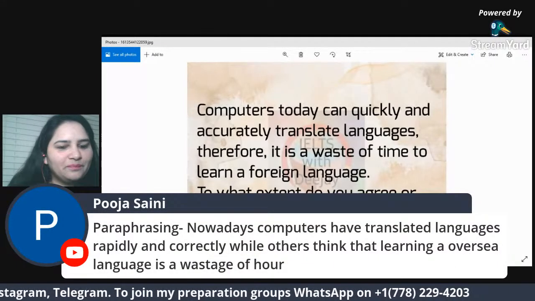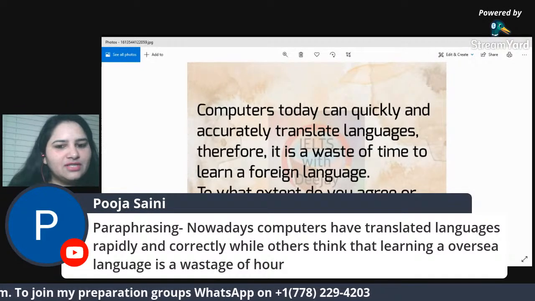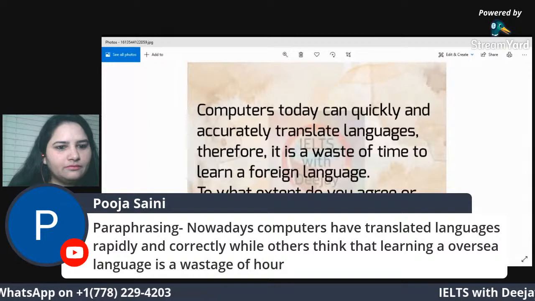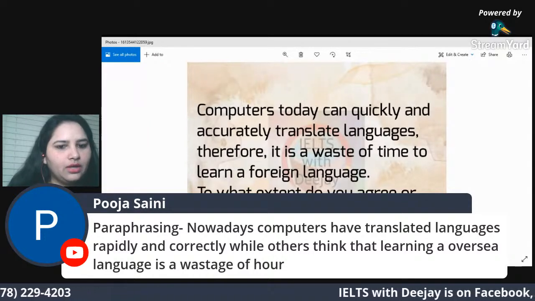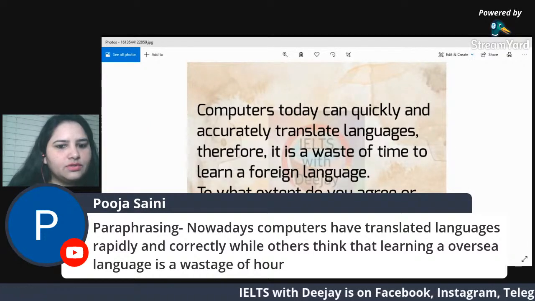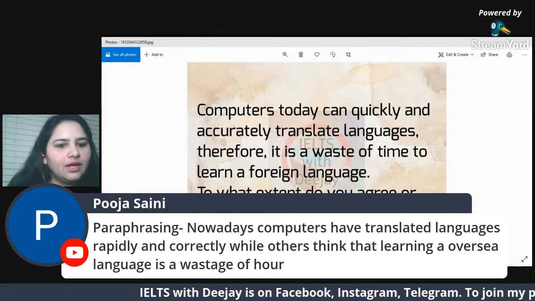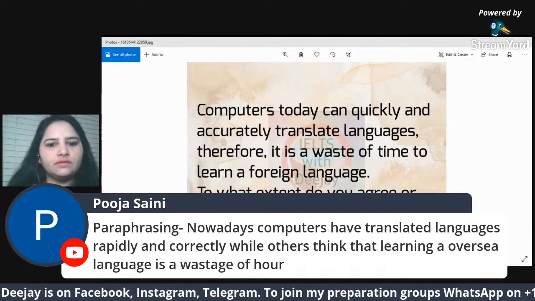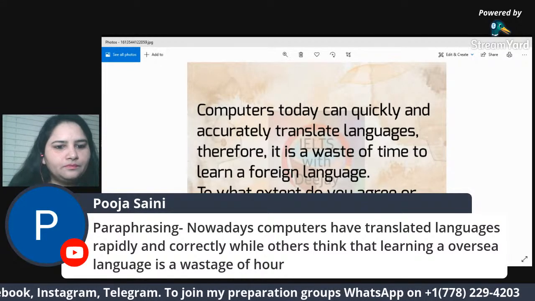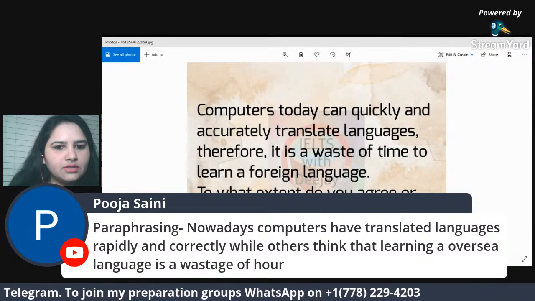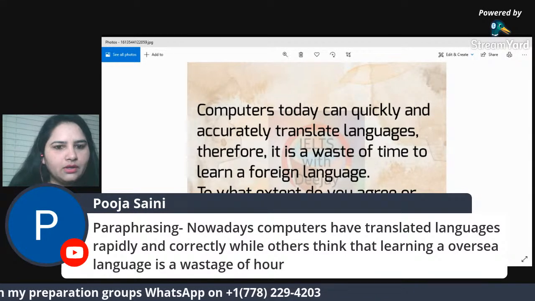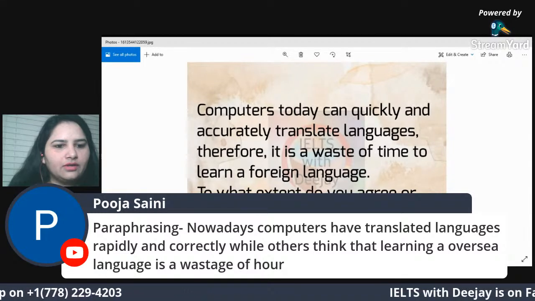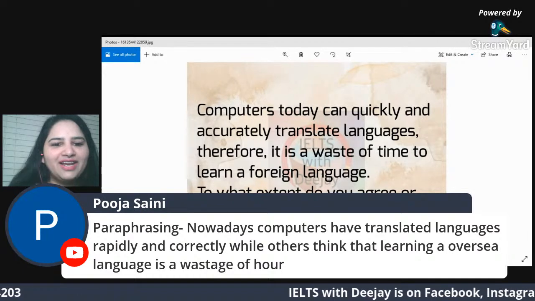Okay, Pooja. Nowadays, computers have translated languages rapidly and correctly, while others think that learning overseas language is a wastage of time. You can simply say wastage of time. Nowadays, computers have translated languages rapidly. Yeah, rapidly for quickly and correctly for accurately. Very good.